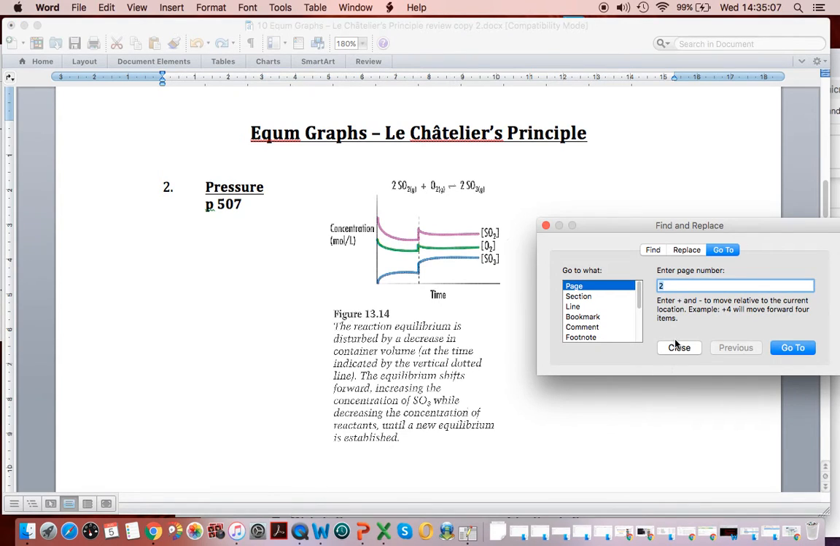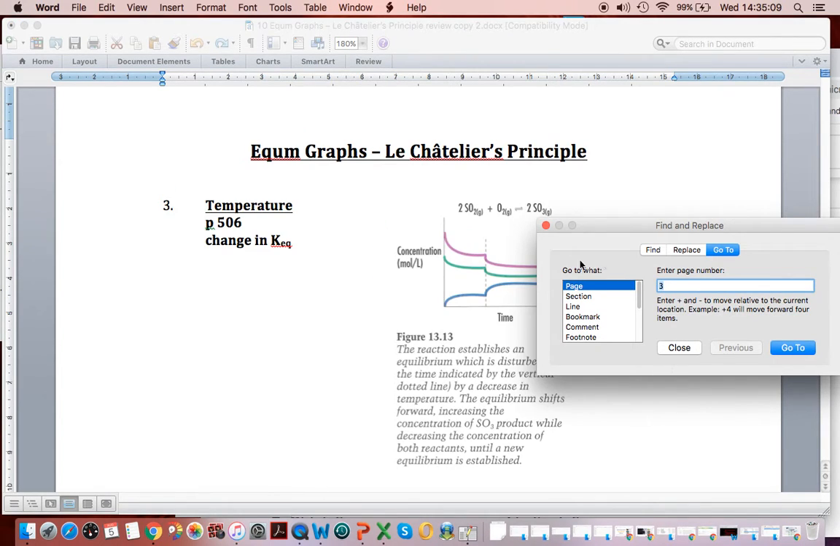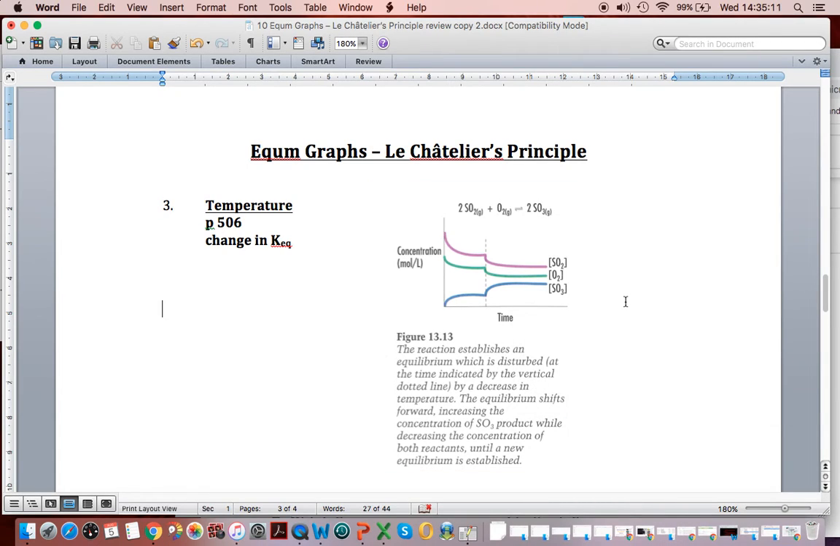We've got to go to our third stress. So let's go to page 3. All right. Here is our temperature stress. We've arrived at equilibrium with the SO2 and the O2 reacting. The SO3 came up in concentration. So at this time we're at equilibrium and we impose a stress. The stress was a decrease in temperature.